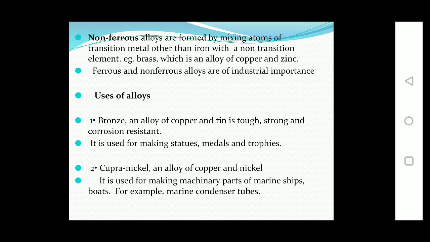Next example of alloy is cupranickel. It is an alloy of, as the name suggests, copper and nickel. It is particularly used for making machinery parts of, like marine condenser tubes. Of what? Of marine ships, boats. Their machinery is made up of cupranickel. Marine condenser tubes particularly are made with cupranickel. Again, marine ships, as you know, they are underwater. Hence, again, non-corrosion is the need of these parts, and for that cupranickel is used.